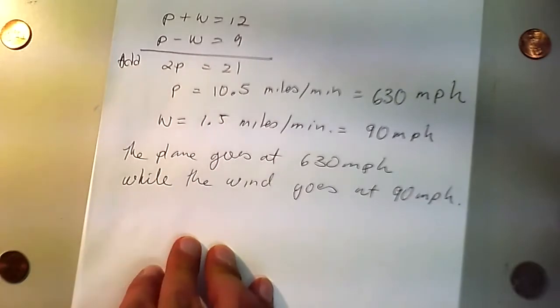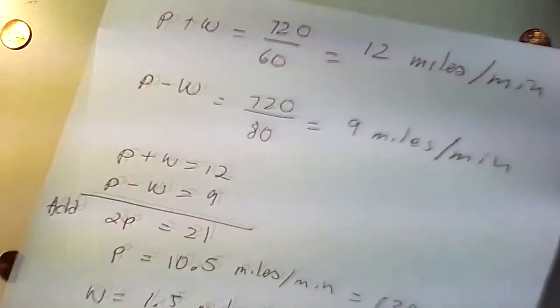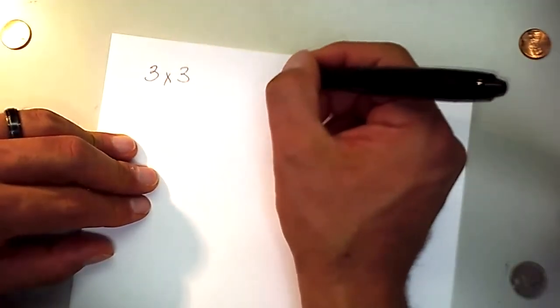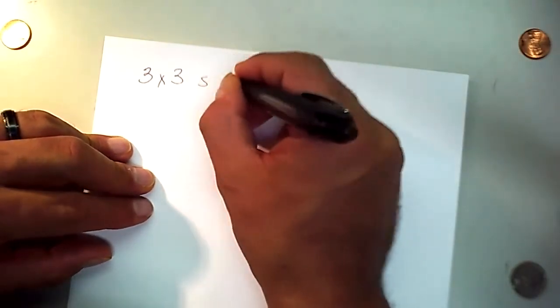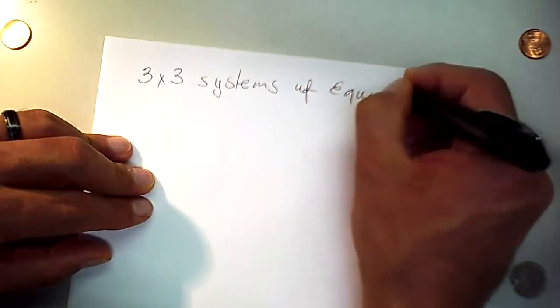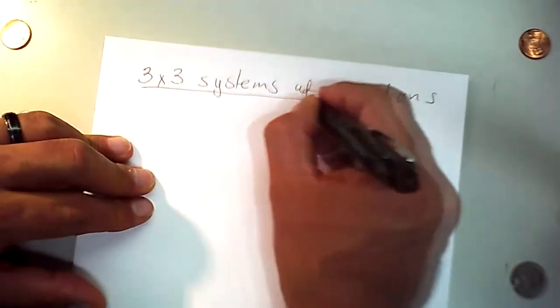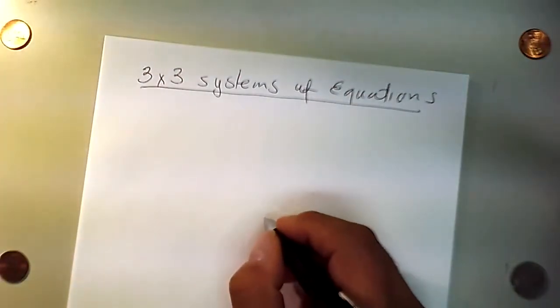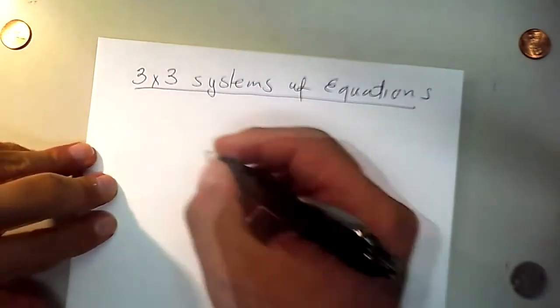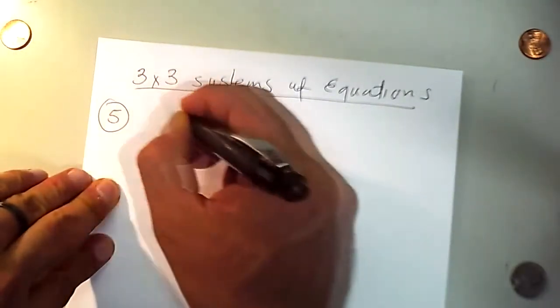Let's change gears now and do 3x3 systems of equations, which is the second little topic I wanted to include in this video. Three by three systems of equations. And we want to solve a 3x3 system of equations. I'm going to make up a problem, example 5.